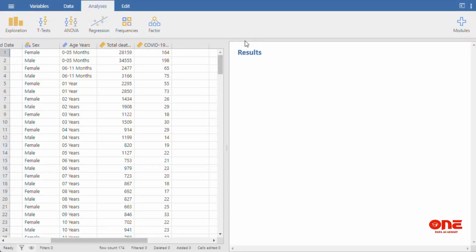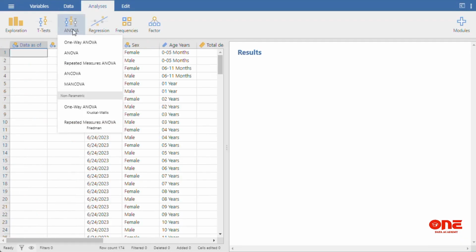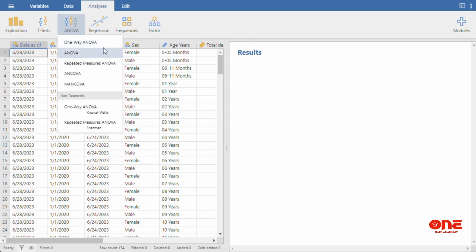To another series of Jamovi tutorial, and for this session we'll be looking at ANOVA. So to carry out an ANOVA analysis, you go to analysis and from there you click on ANOVA. From there you'll be able to check one-way ANOVA, ANOVA itself, repeated measure ANOVA, ANCOVA, MANCOVA, and then non-parametric ANOVA.